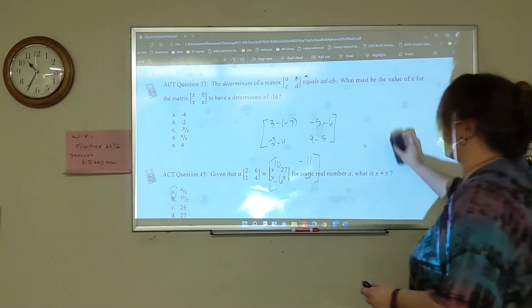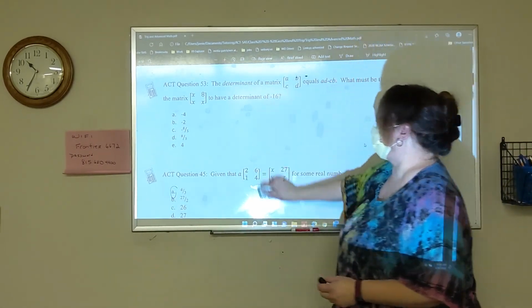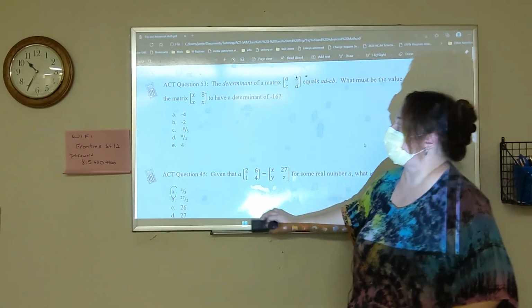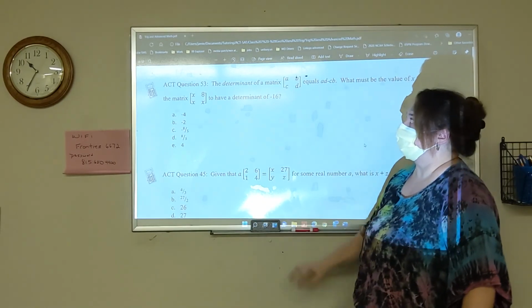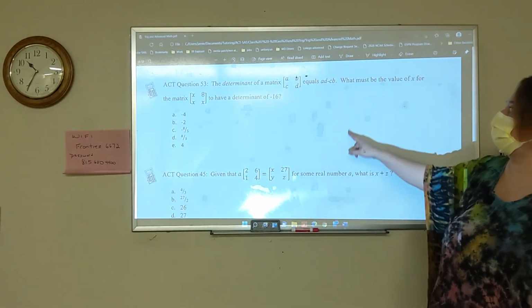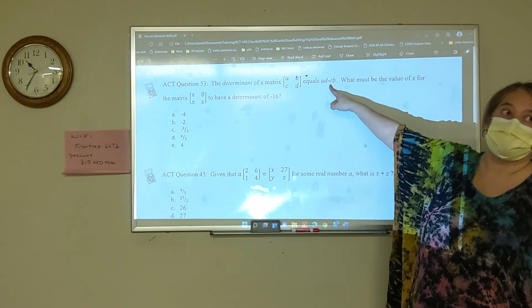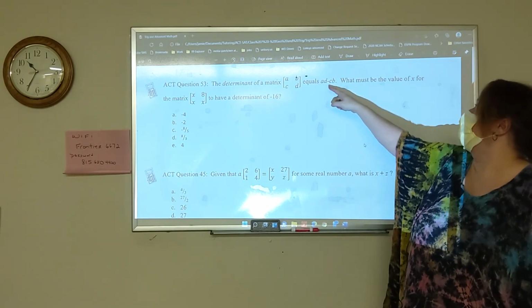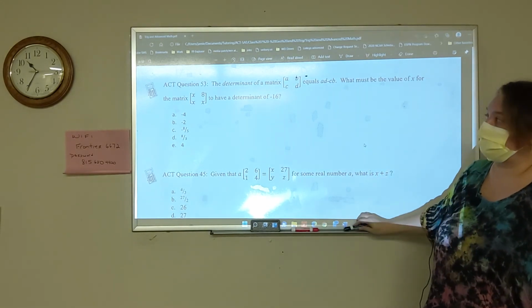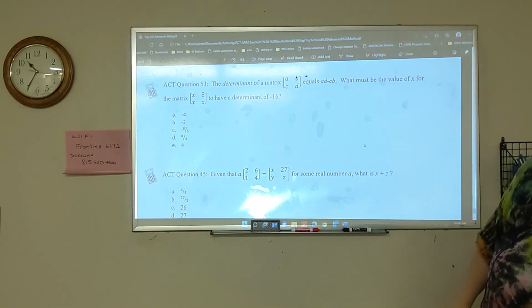Determinants. You will be asked to find a determinant. Now the good news is you don't have to know how to do that. They're always going to give you the formula in the problem. So the determinant of a matrix ABCD equals AD minus CB. It's right there. What must be the value of x for the matrix X8XX to have a determinant of negative 16?